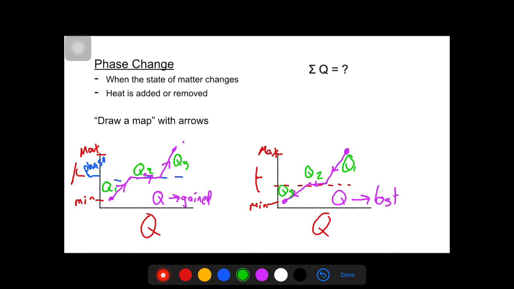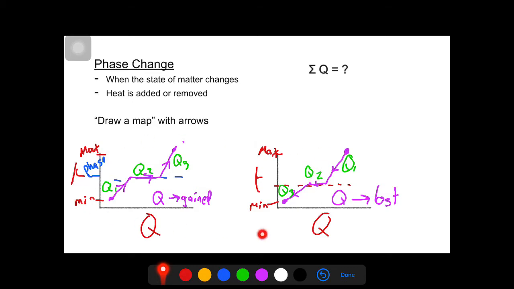Now, those 1s, 2s, and 3s are arbitrary. We can define them any way we want. We could call this 1, and we could call this 3. It's fine. But if we start here and we end here, it just makes sense to number 1, 2, 3. Ultimately, what we're getting to for part 2 is summing up all the Q's. We're going to take Q1 and Q2 and Q3 and put them all together.